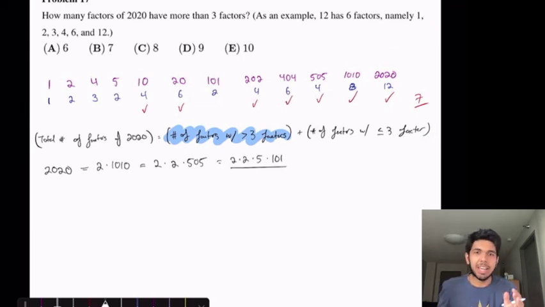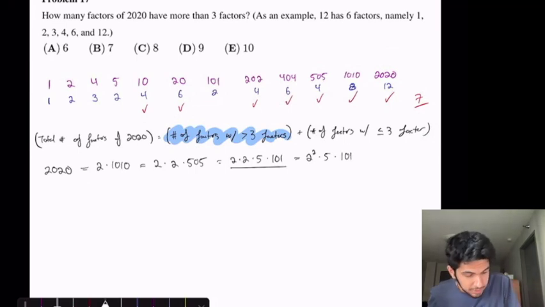Now we're going to combine like primes and use power notation instead. So we can say that this is equal to 2 squared times 5 times 101. And in fact, instead of just saying times 5, I'll say 5 to the power of 1 and 101 to the power of 1. The reason why I'm doing this is because to find the total number of factors of the number, we need these powers. So it's easier to just see a 1 than just nothing there.